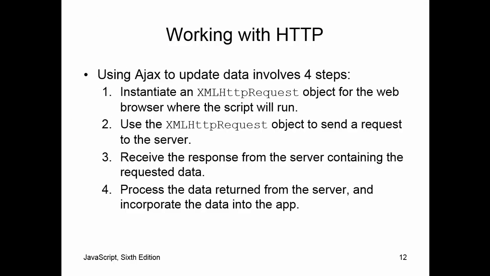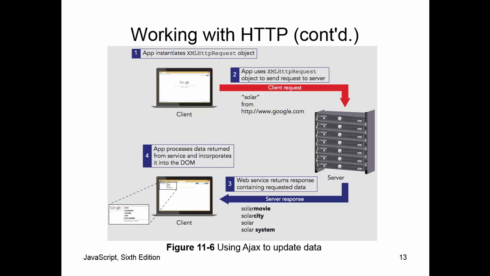So using Ajax to update data, as mentioned here, involves 4 different steps. All right, you instantiate an XML/HTTP request or an XHR object for the browser where the script will run. You use that object to send a request to the server. You receive the response from the server with the data you want, and you process that data and incorporate it into the app. All right, so this is figure 11.6, which is shown in your book on page 752. These are the general steps that are involved.